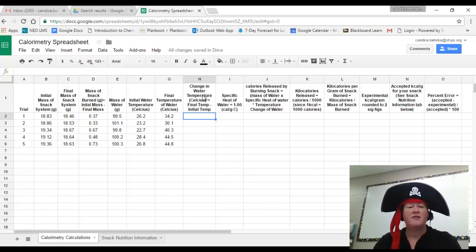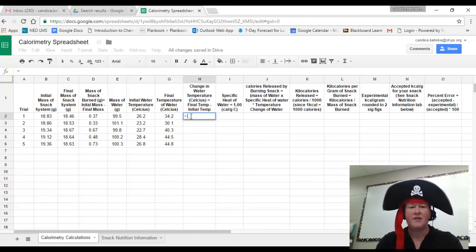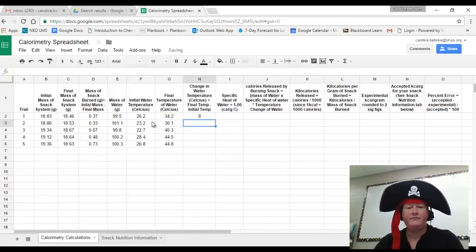The change in the water temperature is going to be the final temperature minus the initial temperature. So again, I want to start a calculation by writing equals, and I want the final temperature, I clicked that, minus the initial temperature. I'm hitting enter, and the temperature difference in this case is 8. I'm going to drag and copy.